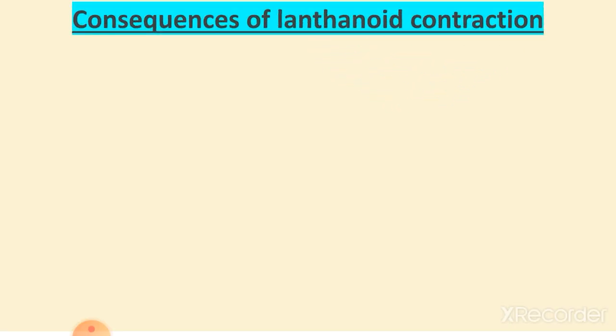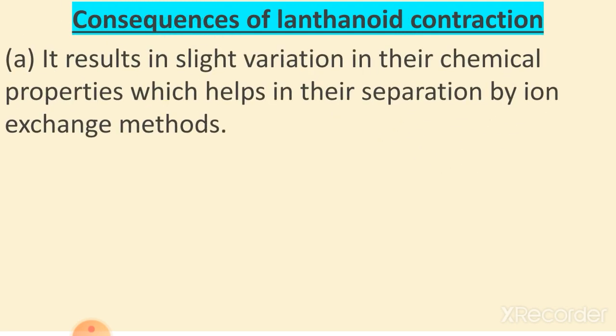Now dear students, let us focus on the consequences of lanthanide contraction. First point: it results in slight variation in their chemical properties, which makes their separation by the ion exchange method difficult. That's why there is difficulty in the separation of lanthanoids. Due to similar atomic radii, they have similar chemical properties, and this is due to lanthanide contraction.